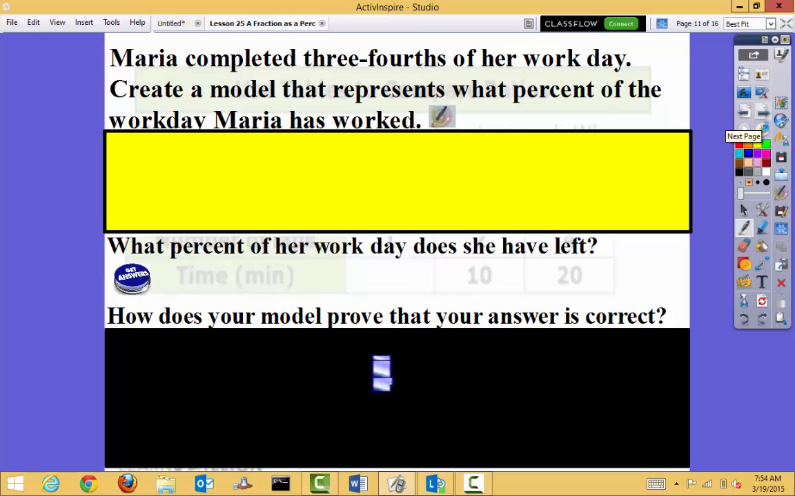Let's go on to our next problem now. Maria completed 3/4 of her workday. Create a model that represents the percent of the workday Maria has worked. Well, I'm going to start with what?